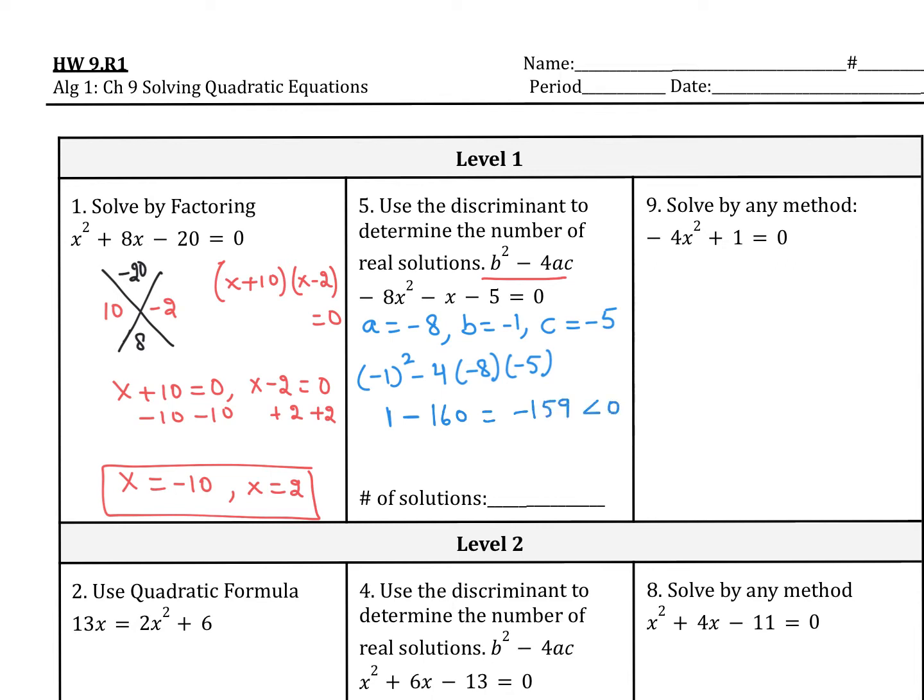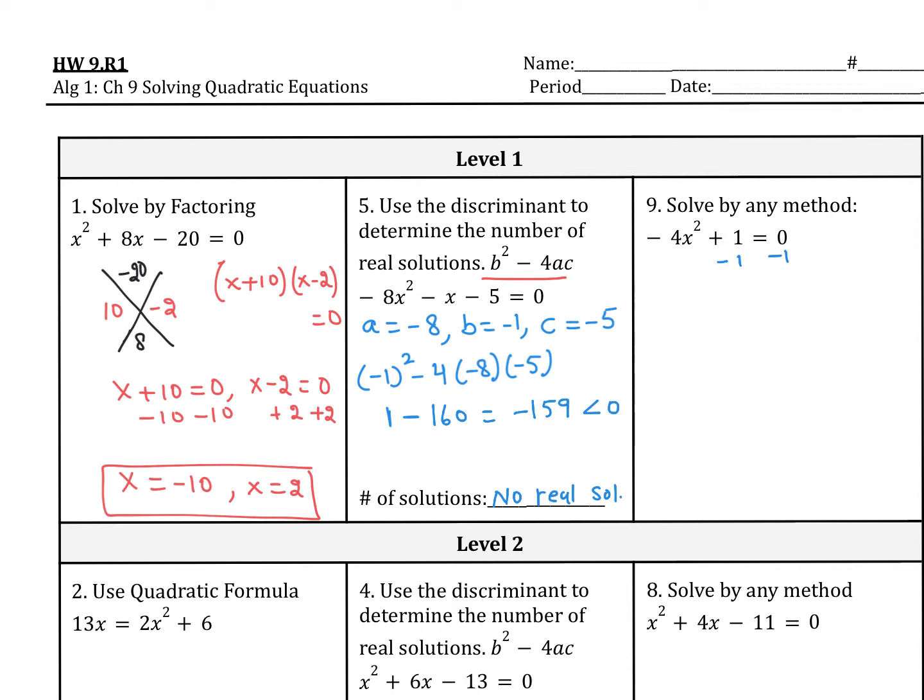-159, less than 0. Whenever the discriminant is less than 0, it means we're going to have no real solution. For number 9, the method you're going to use is square root.